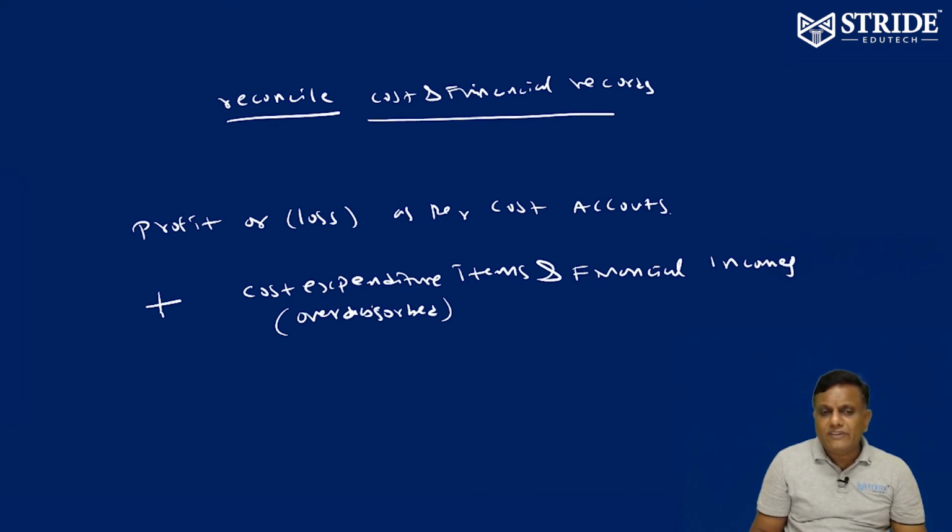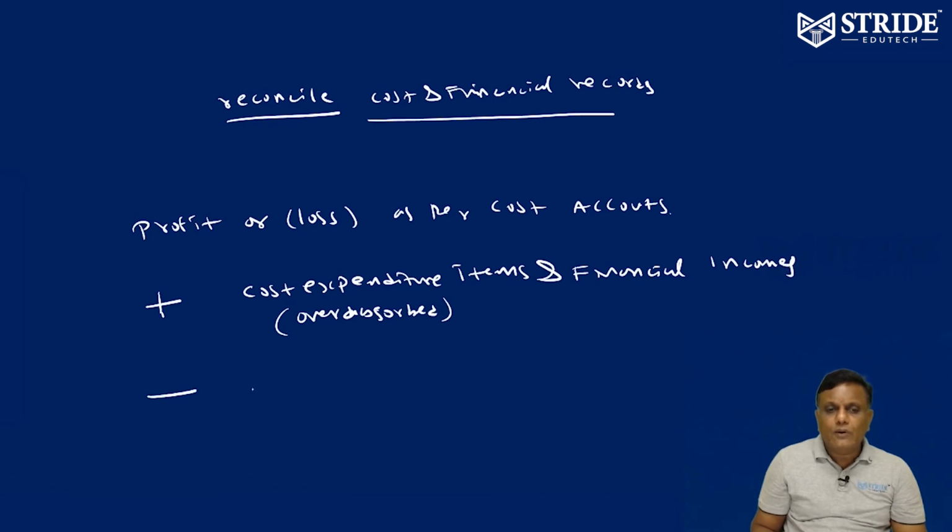Over absorbed means expenses in cost higher than expenses in financial. Suppose expenses in cost 1 lakh, expenses in financial 80,000. What is the excess amount? 20,000. The 20,000 is to be added. Either only cost expenditure item or over absorbed cost expenditure item to be added. Similarly, financial incomes to be added.